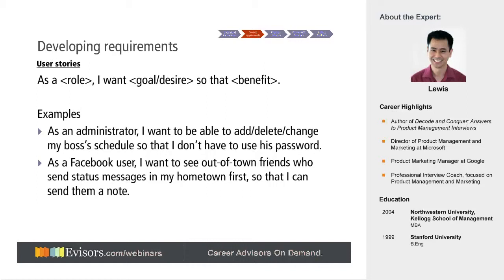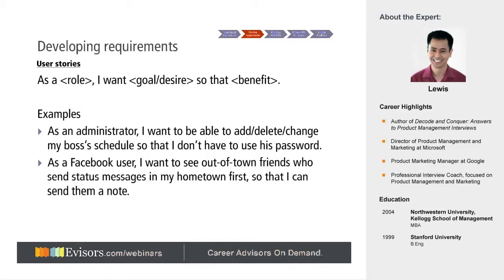And here's the thing about user stories. It's a really simple way of describing requirements in just everyday language. And here's the template for a user story: As a role, I want this particular goal or desire so I can get this benefit. And I'll run through some examples for you.